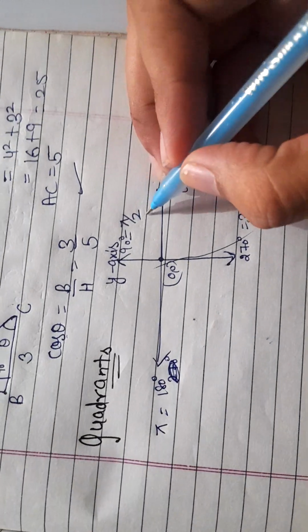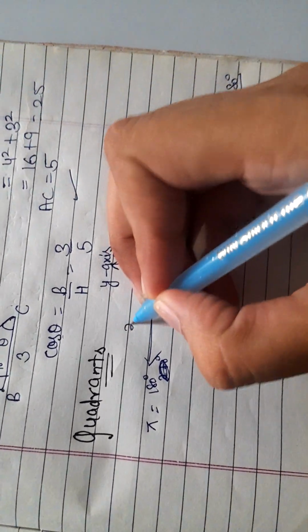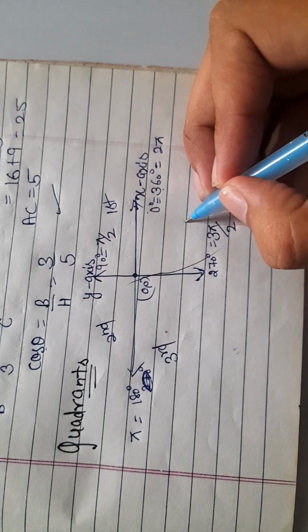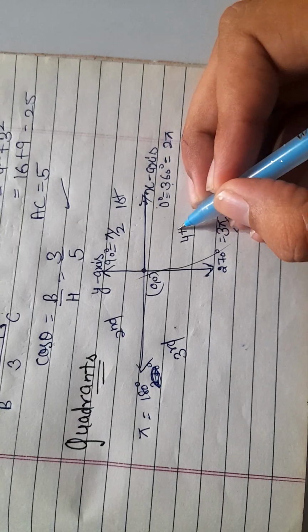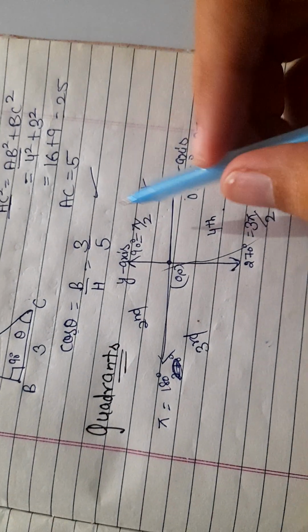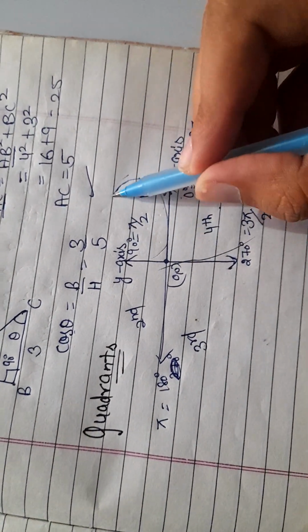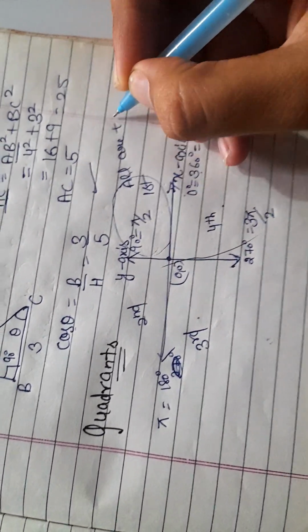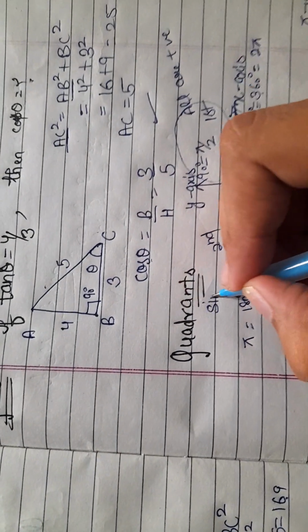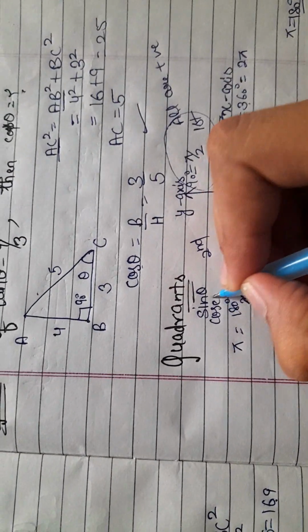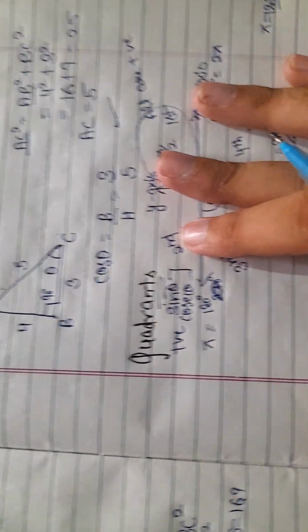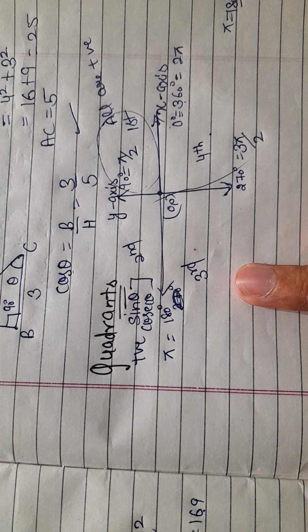Okay, this is the first quadrant, this is the second, this is the third, and this quadrant is the fourth quadrant. All the trigonometric ratios are positive in the first. In the second, sine and cosecant theta are positive, and the remaining are negative.